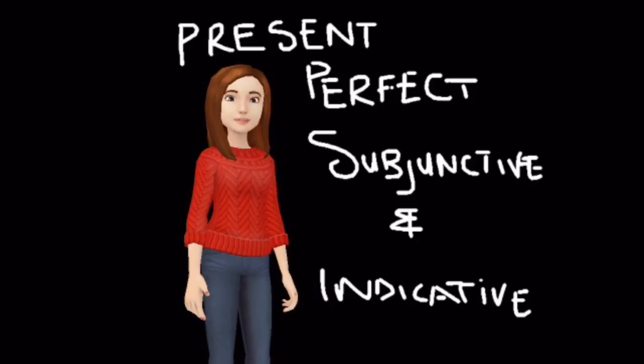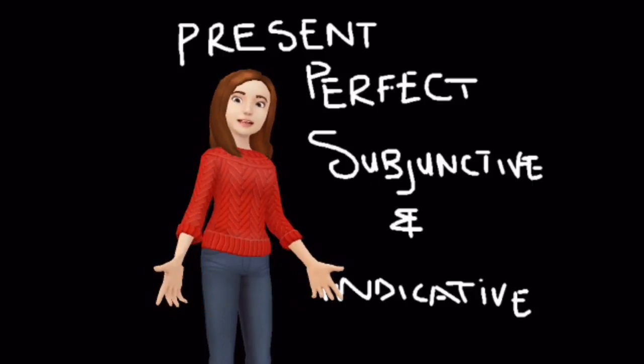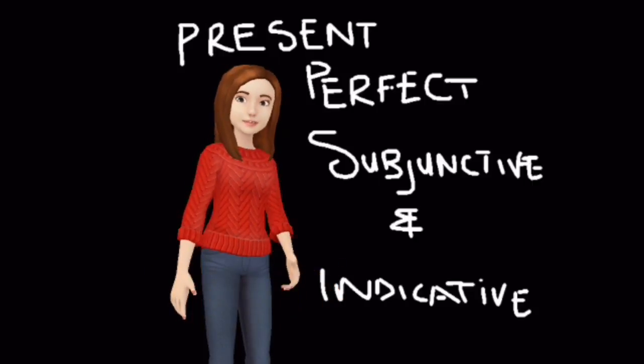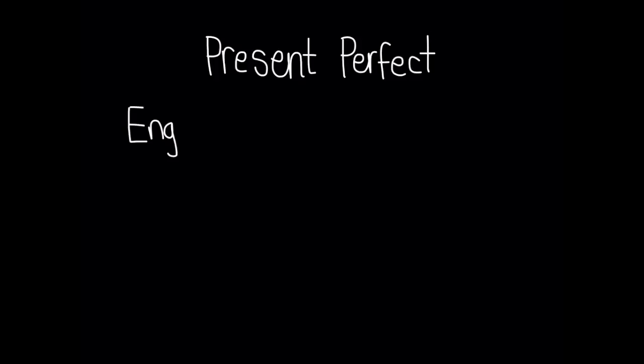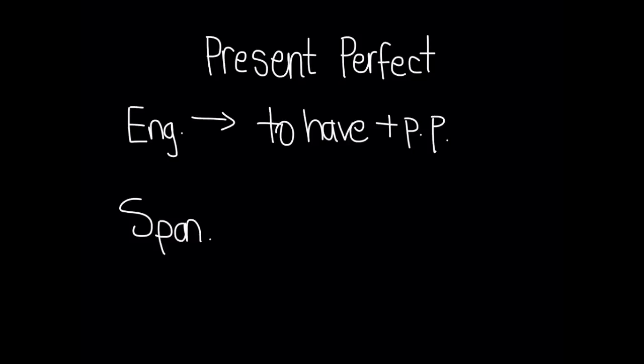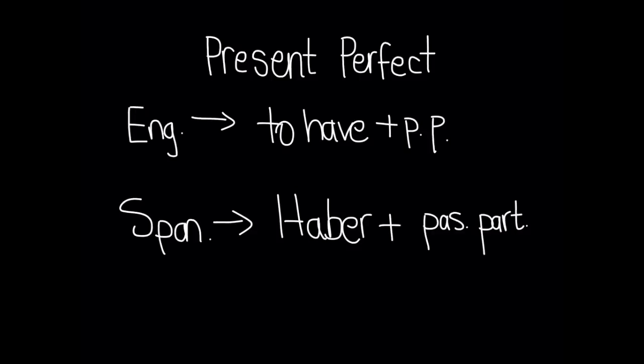Hello, everyone. In today's lesson, we're going to talk about the present perfect, what are past participles, and when to use the present perfect subjunctive and indicative. So let's begin. To form the present perfect in English, you need the verb to have plus a past participle. And in Spanish, you need the verb haber más un pasado participio.